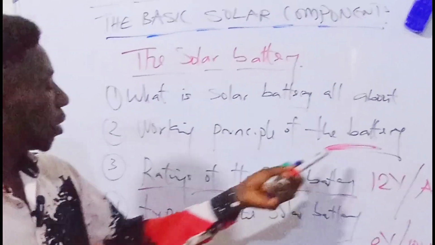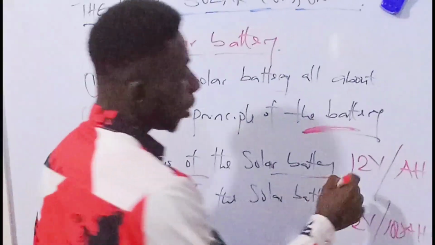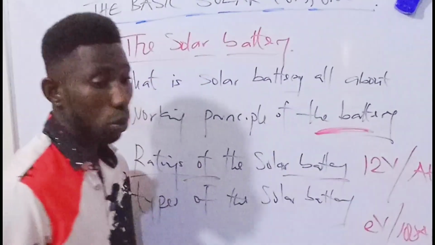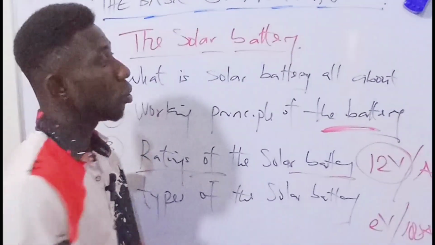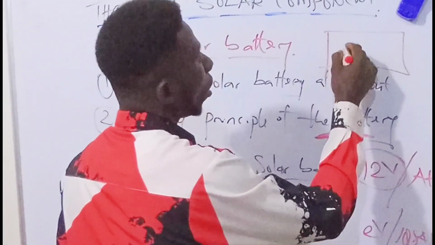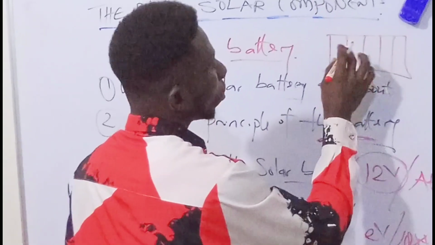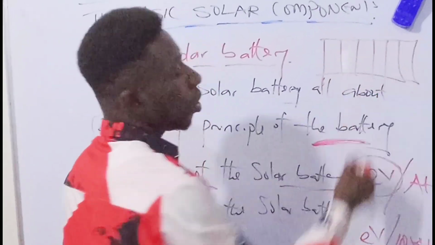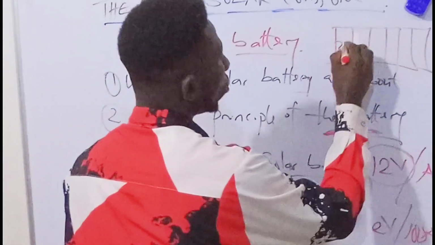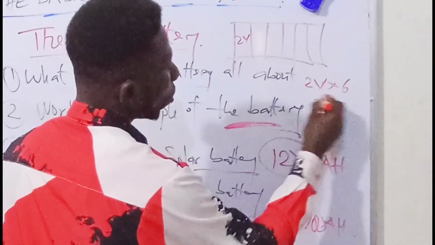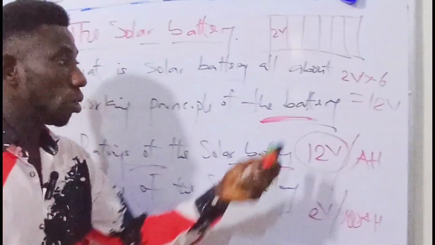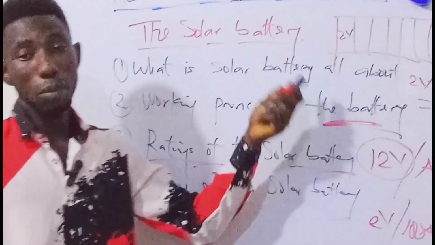So these are the different ratings, but normally the solar batteries that we use in our installations are rated at 12 volts. You get 12 volts from the design: the solar battery is designed with 6 cells, and each cell is 2 volts. When you multiply 2 volts times 6, you have 12 volts. That is one of the principles of how we get 12 volts in a battery.